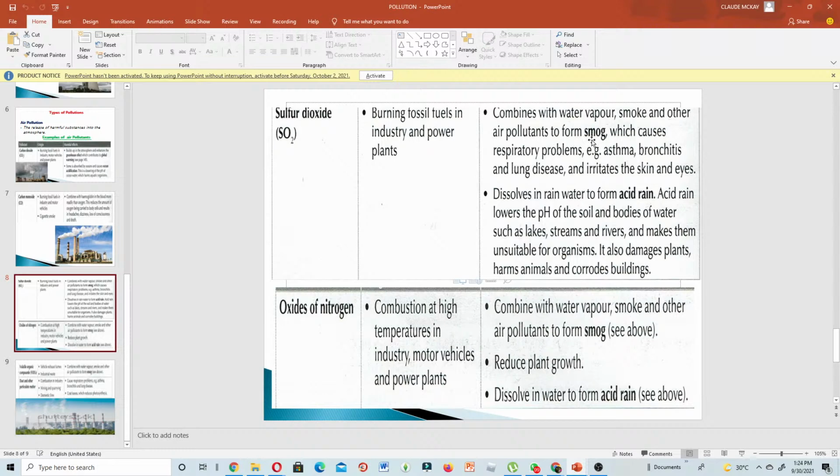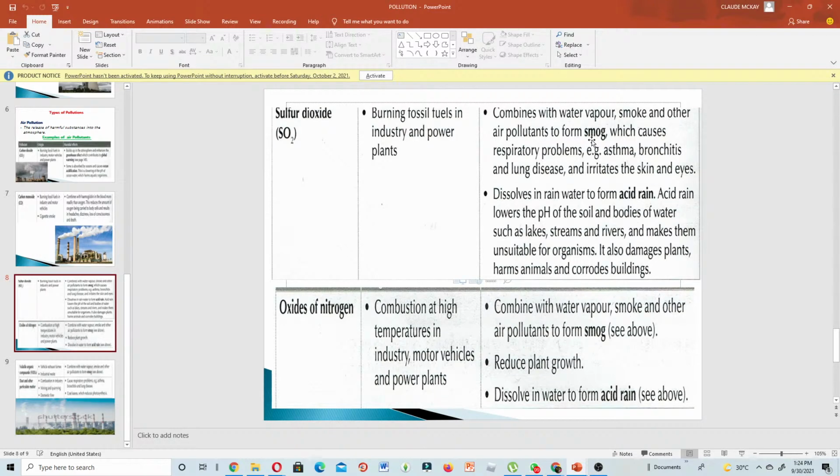So that blanket that I was talking about last week: whenever you're in an area where there are a lot of factories, the smoke and the different gases that come from those factories will actually form a blanket over the surface of that particular area. They are saying that that is called smog.